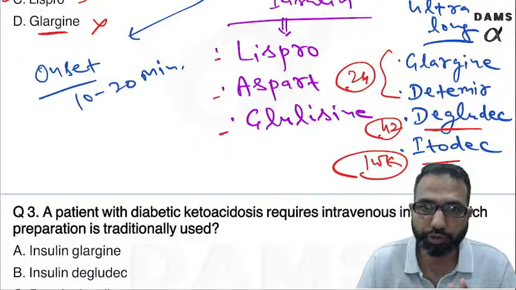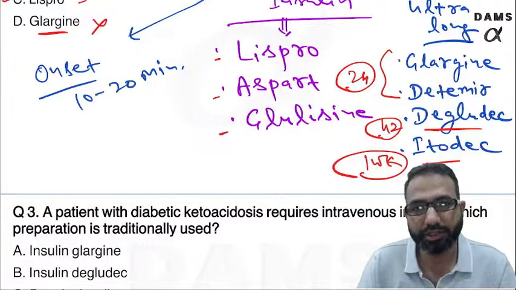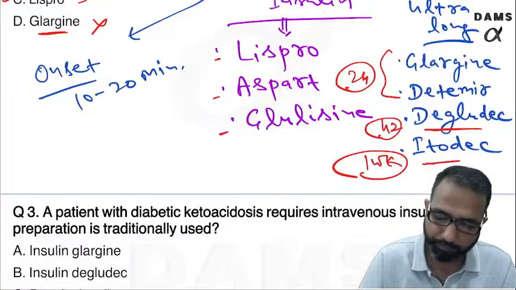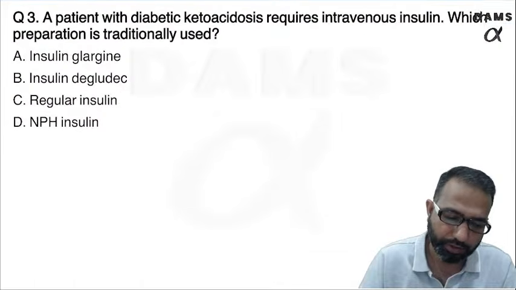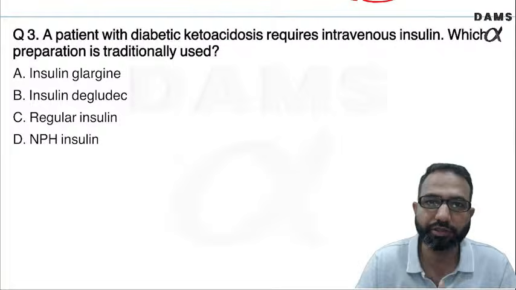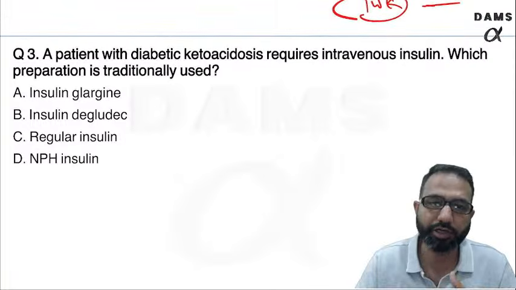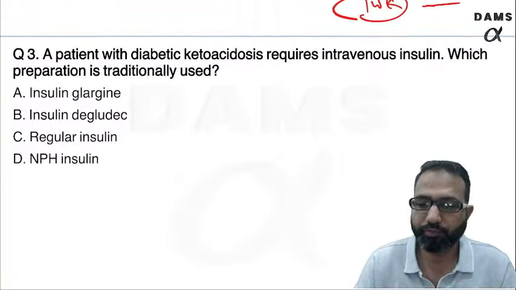In the books you will not find it because this is approved this year only by FDA. Okay, so icodec is weekly insulin. This is for update in your information, in your knowledge, you can update this. Okay, let's see the next question.